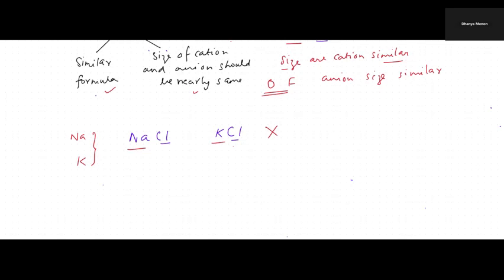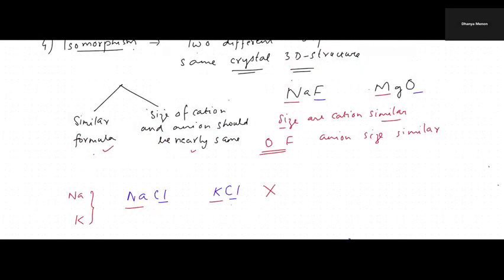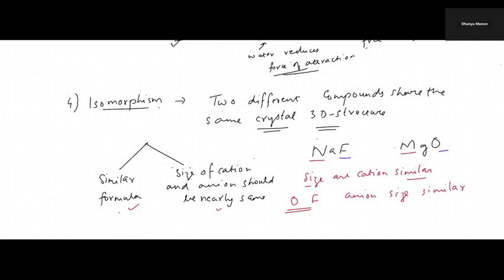So this is an example of isomorphism. You have to check the period. If it is the same period, that means they have similar size. And you have to check the formula if it is similar formula, not the same, of course, because it is different compounds, right? So similar formula, and the size of cation and anion should be similar.